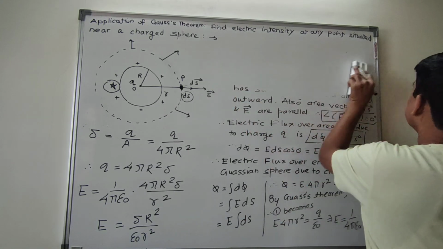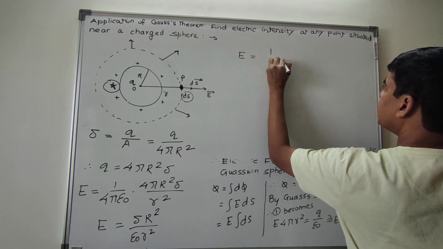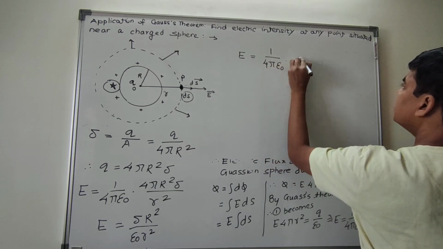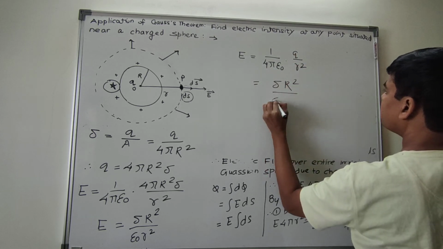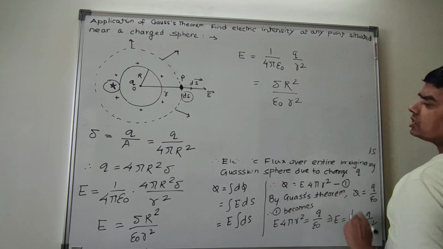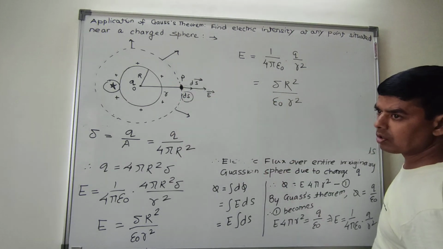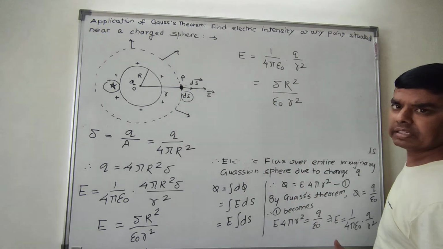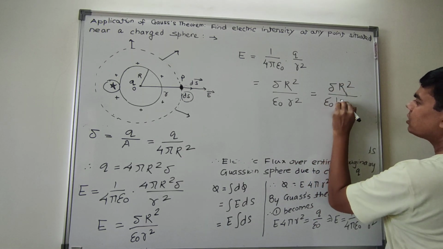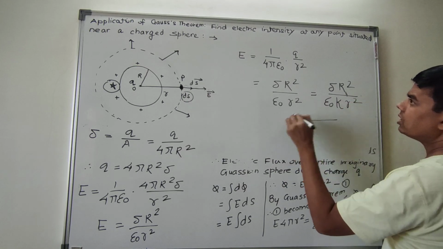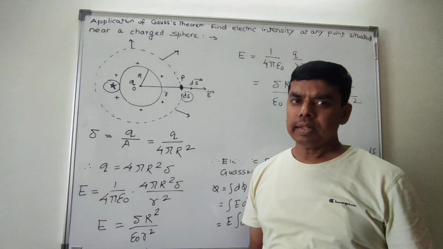So for a sphere we get two formulae here. The electric intensity at any point situated at a distance r near a charged sphere is 1 upon 4 pi epsilon 0 into Q upon r square, or sigma R square upon epsilon 0 r square, where sigma is charge per unit area. If the charges are placed in a medium such as air, vacuum or free space, fine; but suppose the charge is placed in a medium of dielectric constant K, then this equation will become sigma R square upon epsilon 0 K r square. This is an important equation for problems or MCQs also. So that's all for this derivation. Thank you very much.